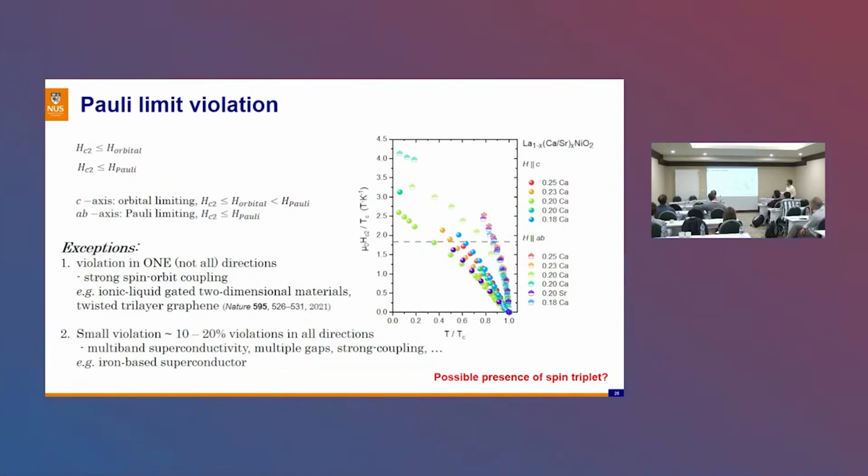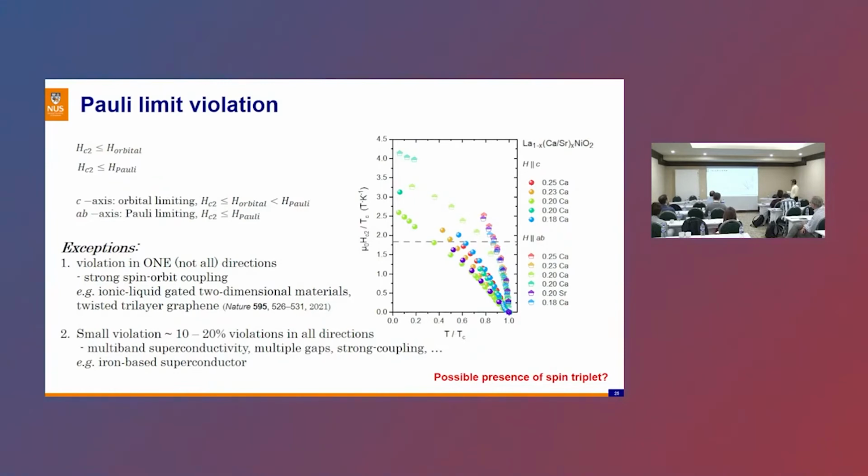For example, ideally you will have this Pauli-limited behavior, both in the case of in-plane and out-of-plane applied magnetic field. The out-of-plane magnetic field is probably related to the orbital effect, while in the case of the in-plane it can be because of the paramagnetic Pauli effect. While in the case of this lanthanum nickelate, the violation is in all directions of the crystal axis.